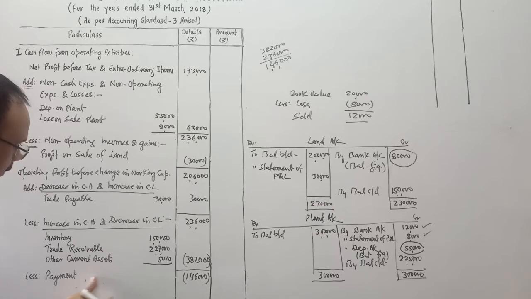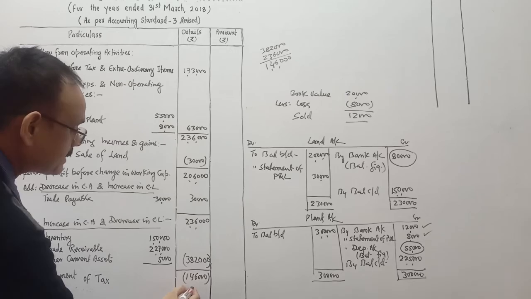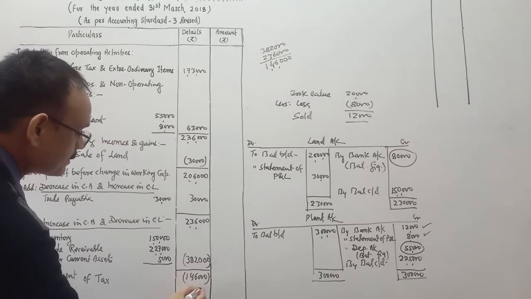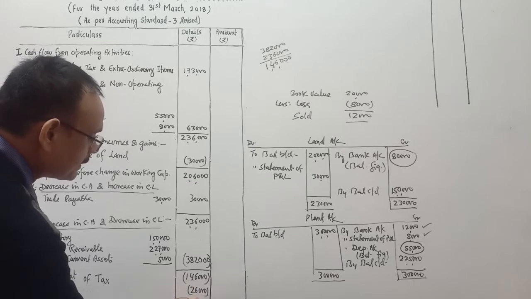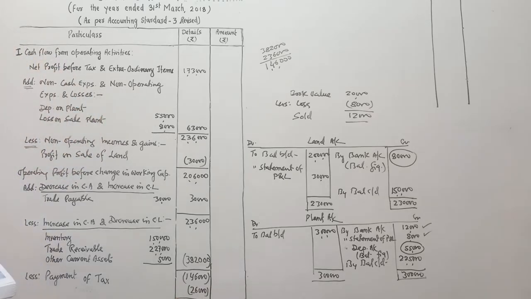Payment of tax. So tax we will pay, last year's tax we will pay this year. So last year tax is 26,000. We'll do the payment of tax. So after that the figure is, both are minus, so it is 1,72,000. This is the net outflow. 1,72,000 net cash.